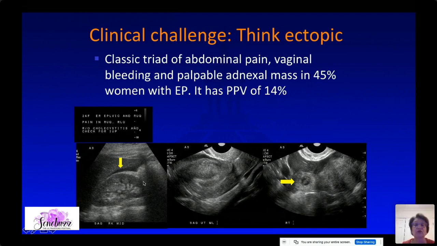So always think about the possibility of ectopic pregnancy in a young woman, and even if a pelvic ultrasound is not ordered, just look for it if you have that suspicion.